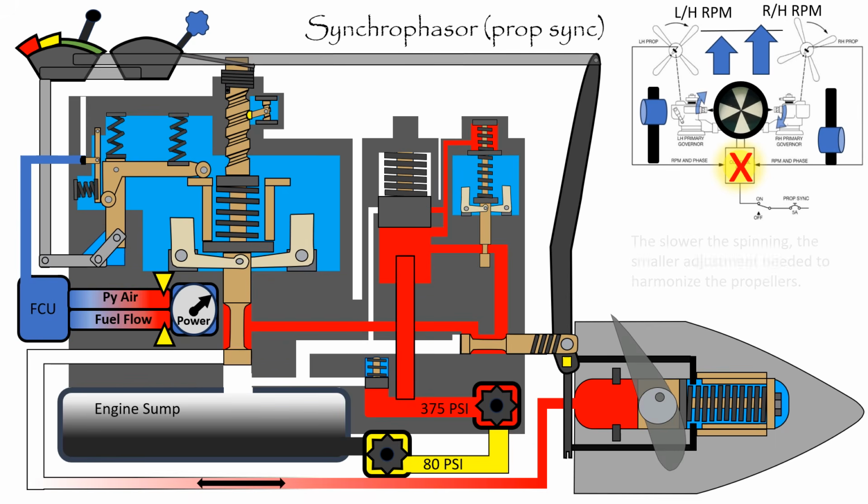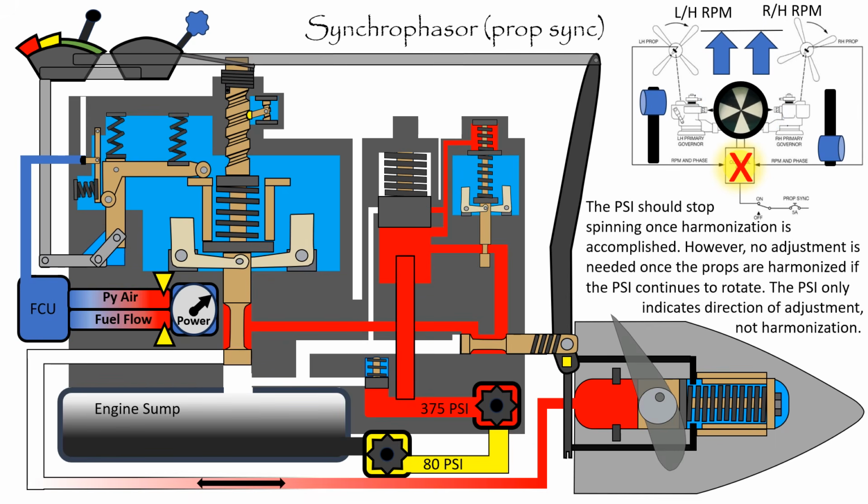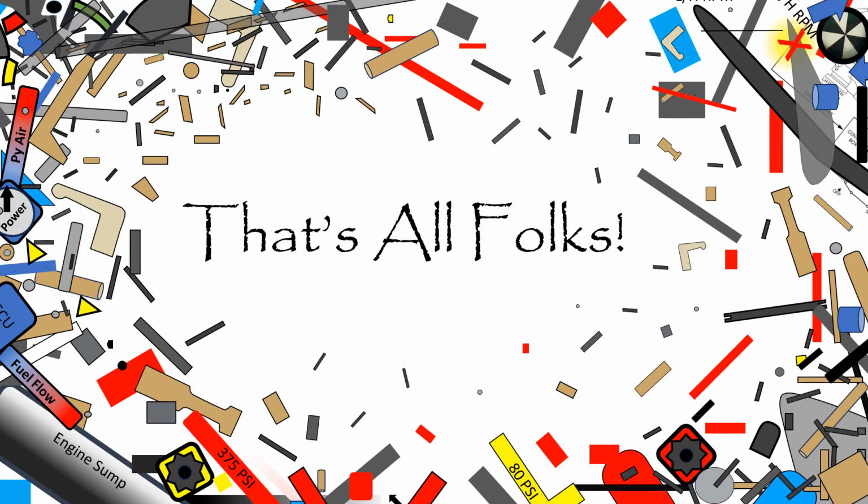The prop sync indicator should stop spinning once harmonization is accomplished. However, no adjustment is needed once the props are harmonized if the prop sync indicator continues to rotate. The prop sync indicator only indicates direction of adjustment, not harmonization. And that is the fundamental operating principles of the PT6 constant speed propeller system.